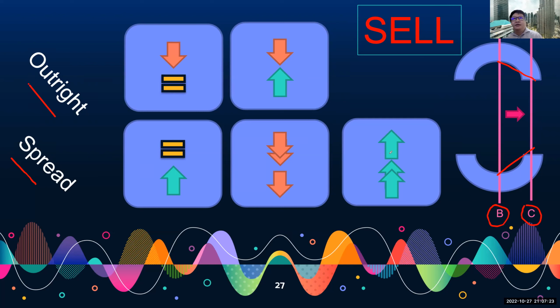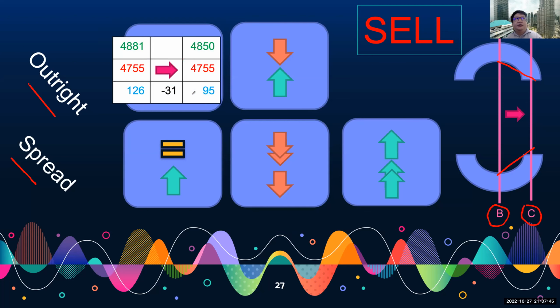Then the last example here is the first leg goes up less intensely than the second leg. That means the second leg goes up faster than the first leg. In this case, you also will get the spread narrowing. Okay. So this is the numerical example.